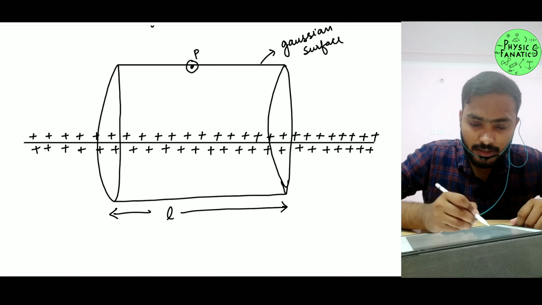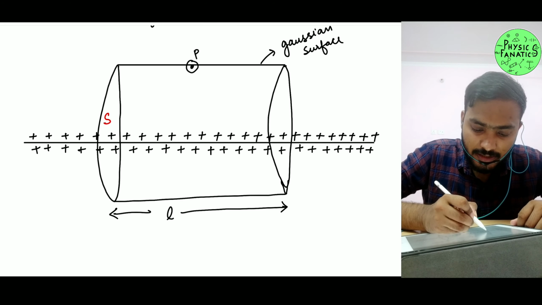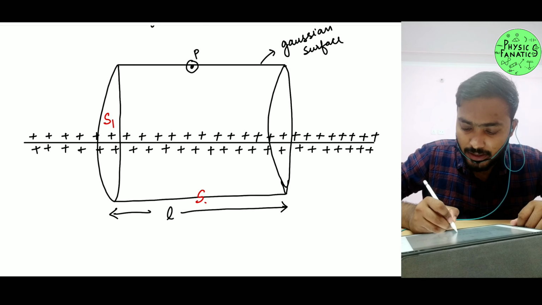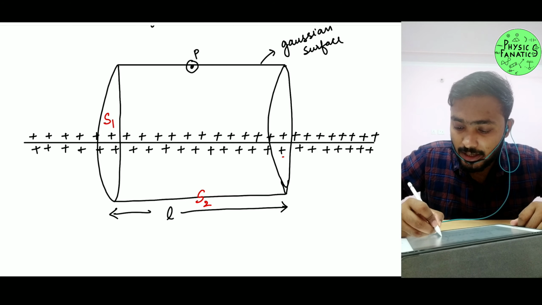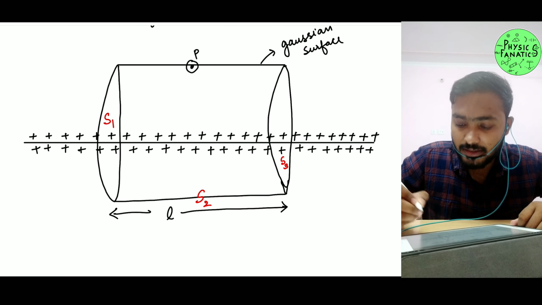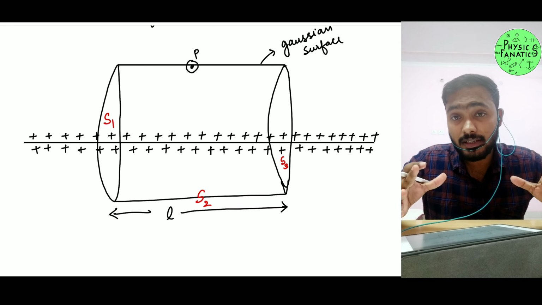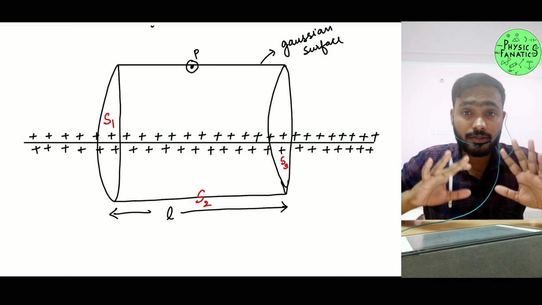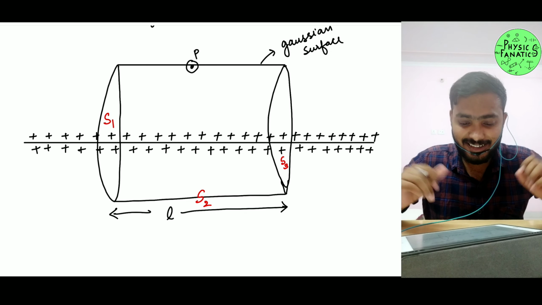Let me call it: this part is my surface 1, the curved part is my surface 2, and the circular part is the surface 3. So I have divided my entire Gaussian surface into three different parts. I hope you guys can understand, right?